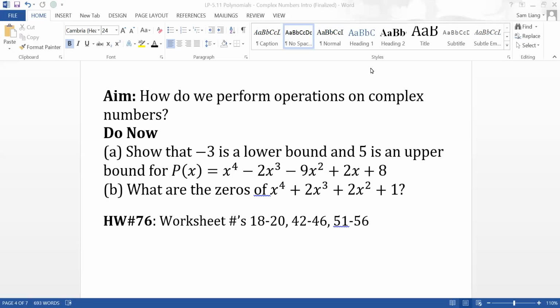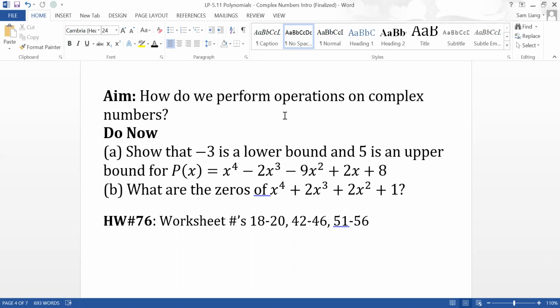Alright, hey everyone. So today we're going to be talking about complex numbers. In the past lessons we talked about polynomials with zeros that had real zeros. Today we're going to talk about the other set of numbers, complex numbers, that we haven't yet talked about. But you might remember from algebra 2.